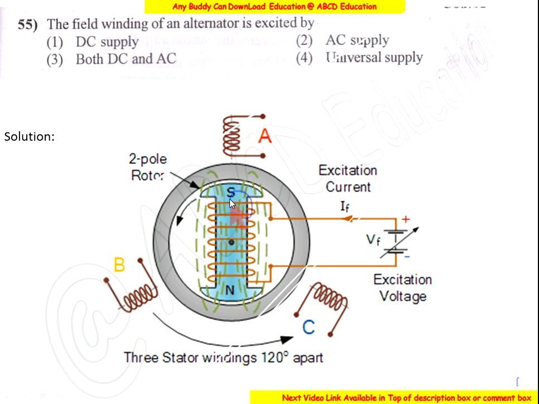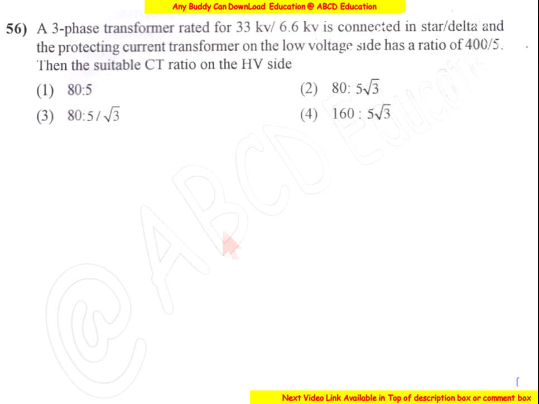If we use AC supply, then the N S poles are continuously changed. So the direction of the N S pole is continuously changed. To make the constant direction, we use DC supply. So the N and S direction is the same the whole time in the synchronous generator. So we use DC supply to make a constant direction field, not a constant field, a constant direction field. Okay, same direction field. Now come to question number 56.